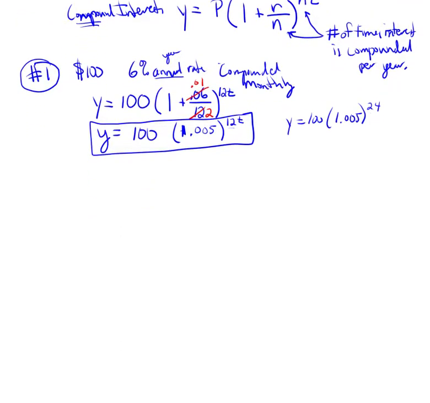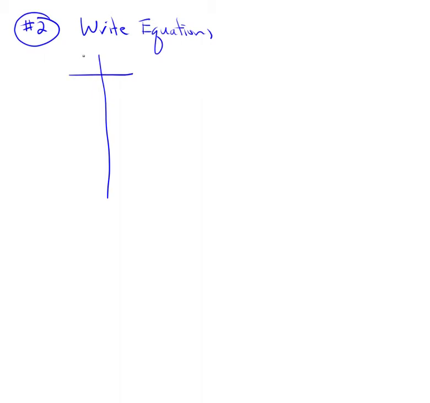So now in example number 2, we are going to write equations. When we write an equation, first off we need some data. So we'll start with our table, or be given a table. So 0, 1, 2, 3, 4, and 5.